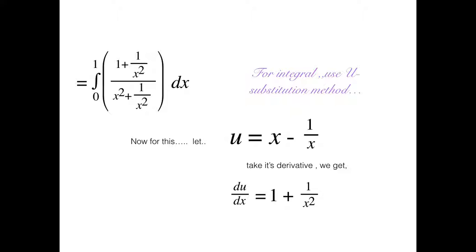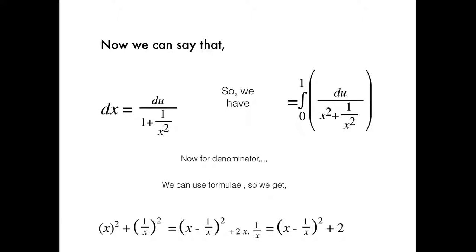So after taking the derivative of u, where I have taken the variable u as x minus 1 by x, you'll get the term 1 plus 1 by x squared. So what is dx then? dx will be written as du by 1 plus 1 by x squared. Now substitute that value in the original integral and you'll get the right hand side term: integral of 0 to 1 du by x squared plus 1 by x squared.